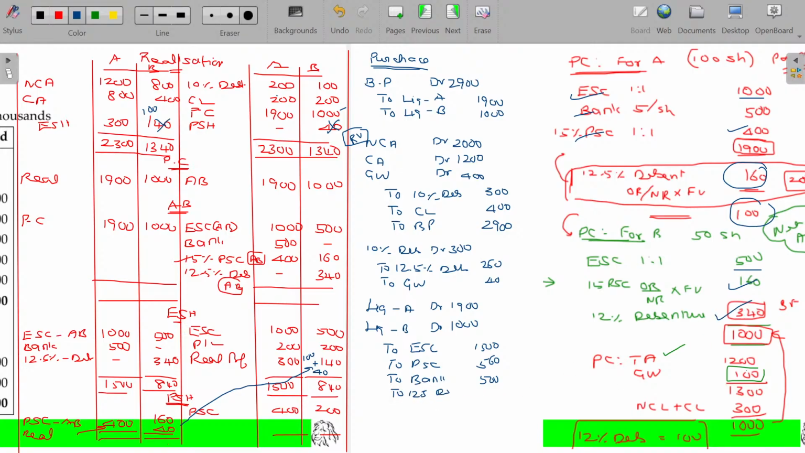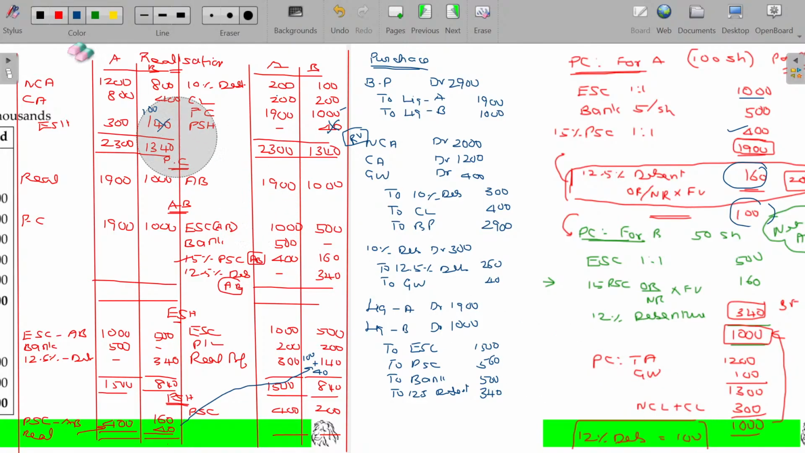I think the percentage is 12.5%. Cross verify this, which is 340. Now check whether the total is matching or not. I think the total being 2900. Clear?